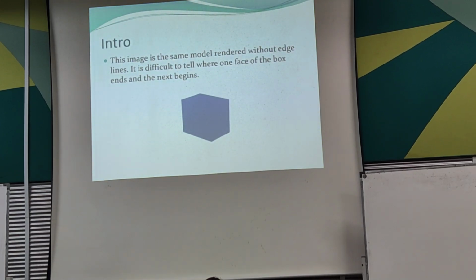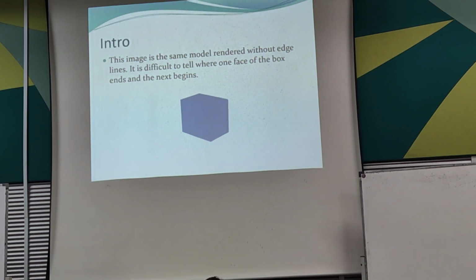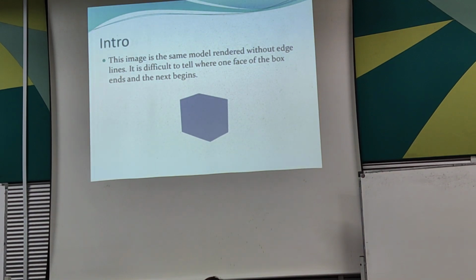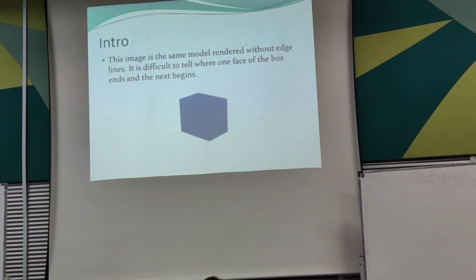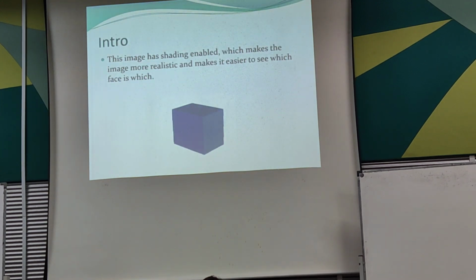This one is without shading, like your pyramid when you apply your light. You cannot see the edges between the faces, so it is difficult to tell where one face of the box ends and where the next begins. So you apply shading, and you get this on the projector.